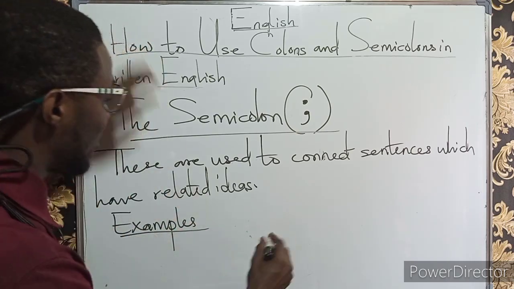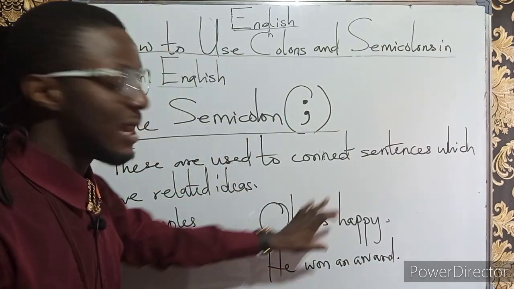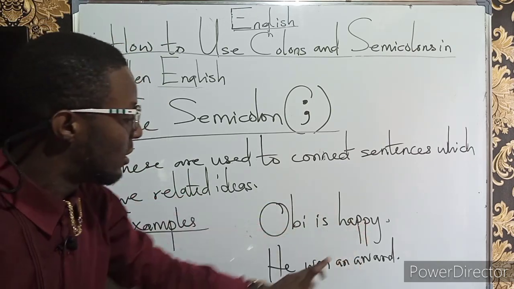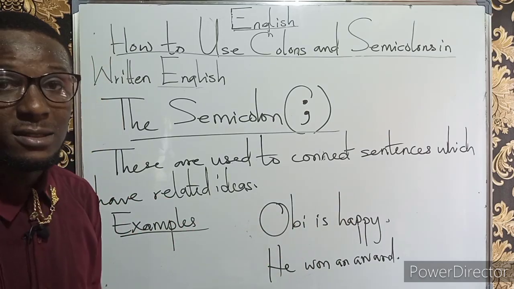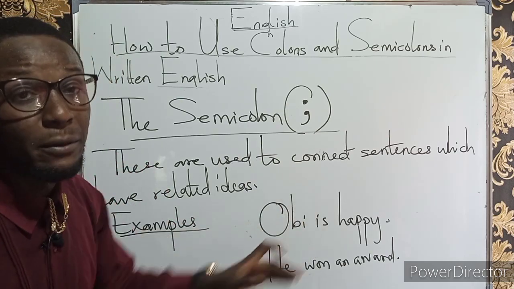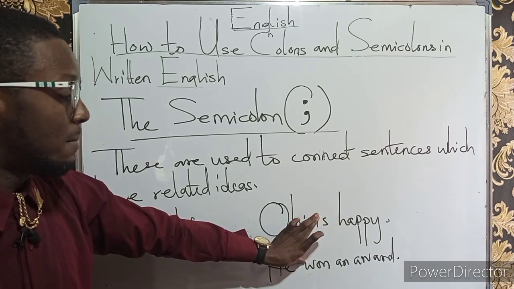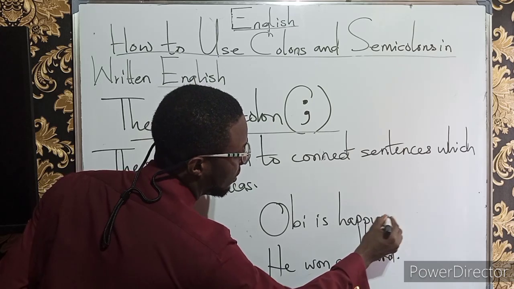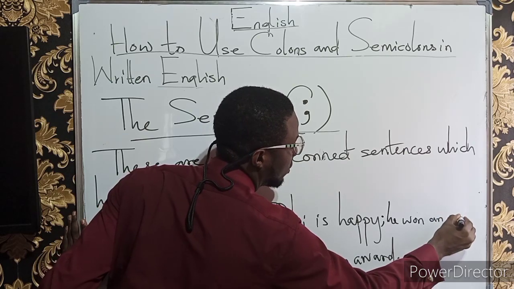Okay, let me draw a proper illustration to help you. Now, these are two pieces of information. When someone makes this statement, Obi is happy, he won an award. These are two different statements. But when we employ a semicolon, we bring the two pieces of information together and we see the relationship that exists between them. By using a semicolon: Obi is happy; he won an award.